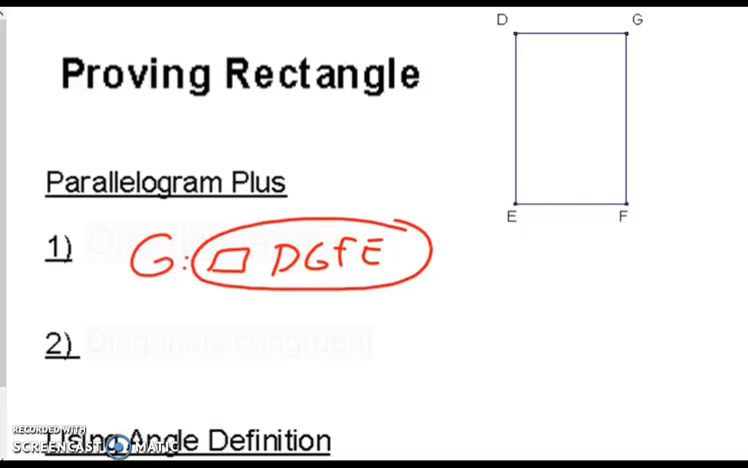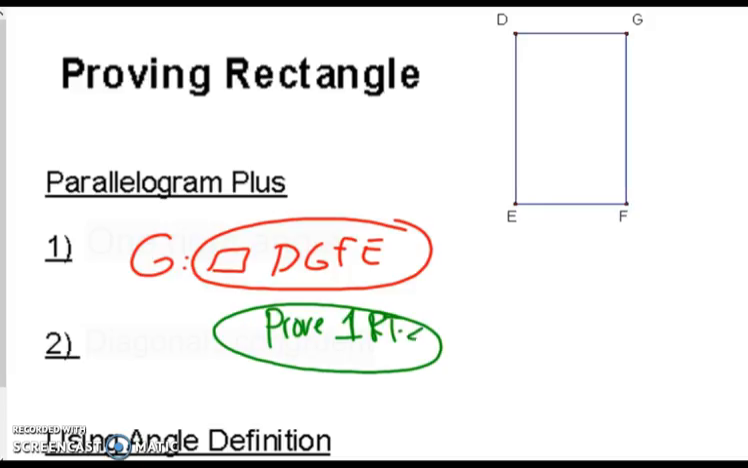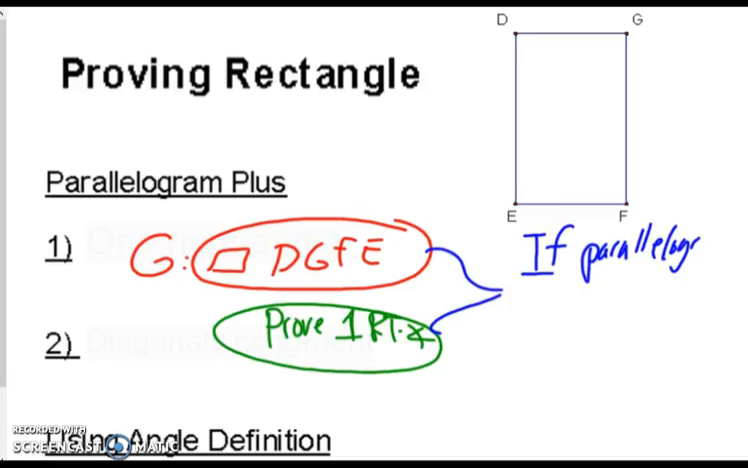If you take this information and you combine it with one right angle, so if you can somehow prove one of your angles is a right angle, putting these two pieces of information together, that you have a parallelogram and that it has one right angle, you can conclude that you have a rectangle. And the statement you'll use is, if it's a parallelogram and one right angle, then it is a rectangle.